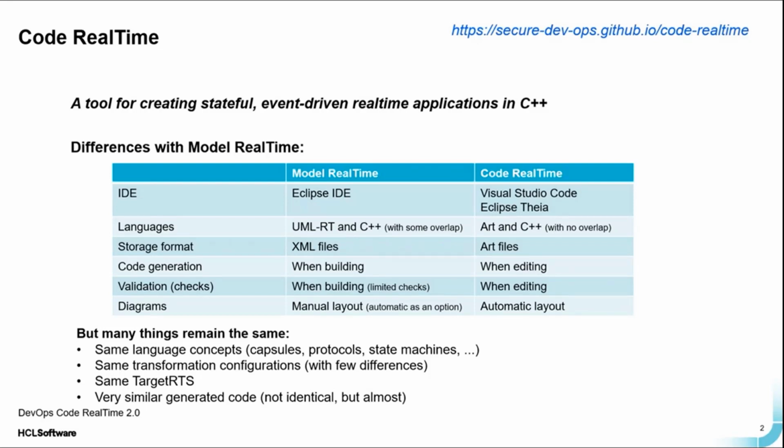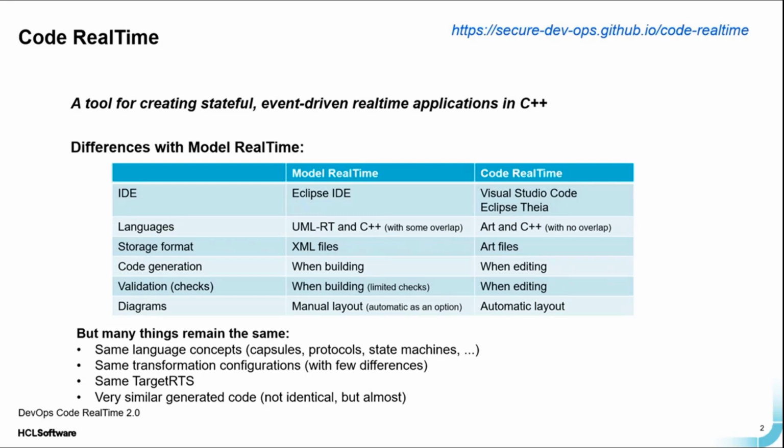First, there is a difference in what IDE it runs on. Model RealTime is an Eclipse-based application running on the Eclipse IDE. Code RealTime, on the other hand, runs in Visual Studio Code or Eclipse Theia. There is also a difference in the language that you use when creating your applications. With Model RealTime, you use UML, in particular UML-RT, and C++, while in Code RealTime, you use a language called Art and C++.